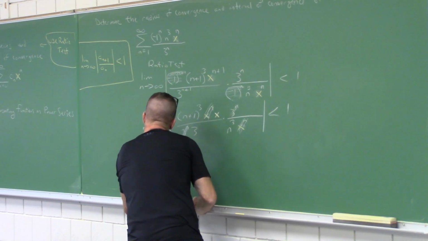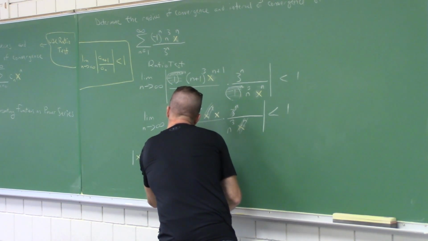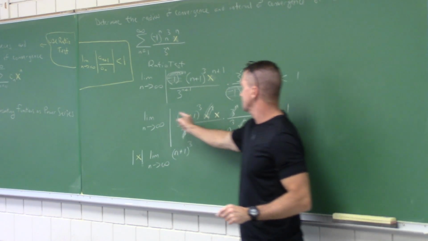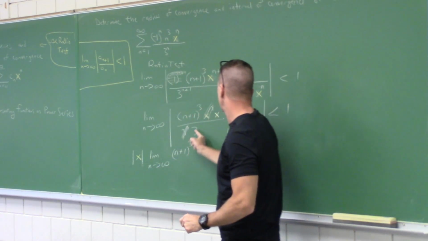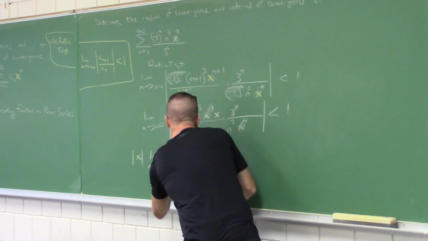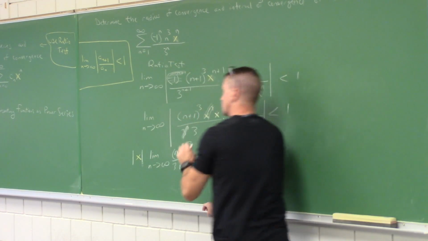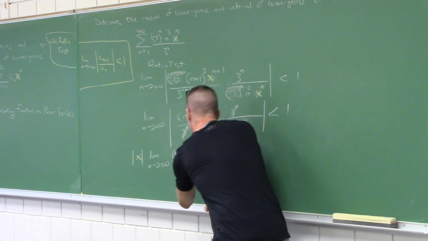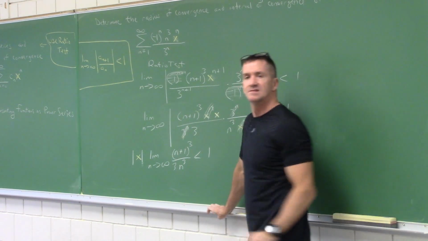All right, what are we left with? There's an n plus 1 cubed, we pull that outside here with bars. What else is in the denominator? A 3 and an n cubed. And we're trying to determine when this limit is less than what? A 1. So I'm going to write that again.